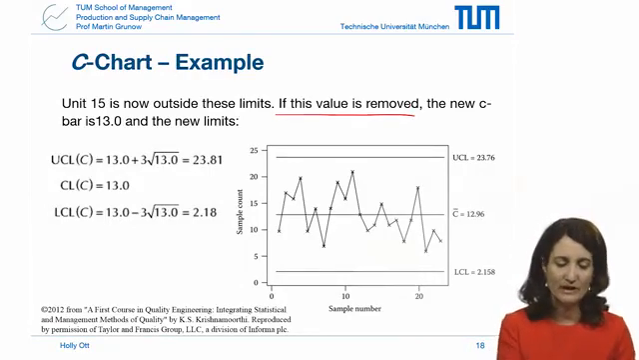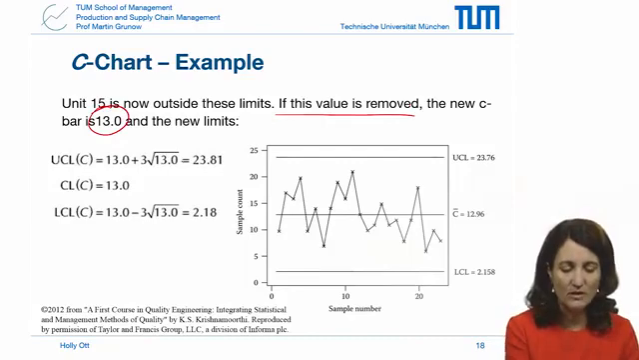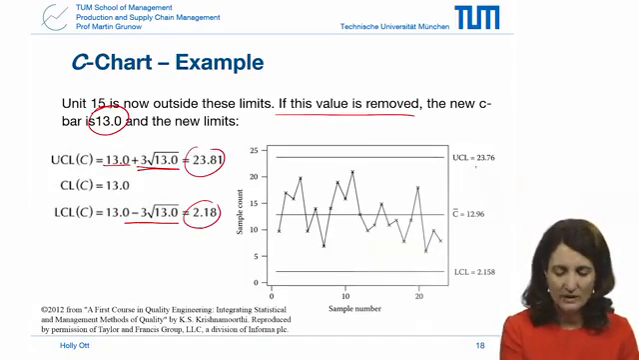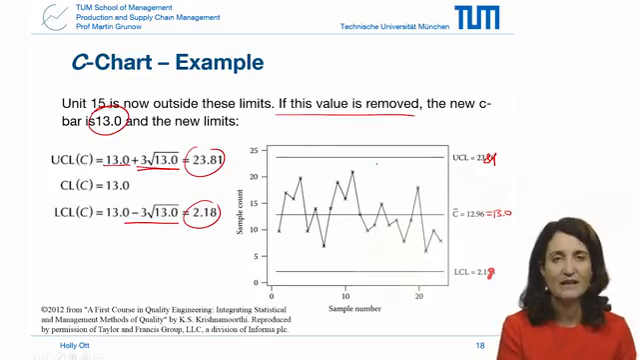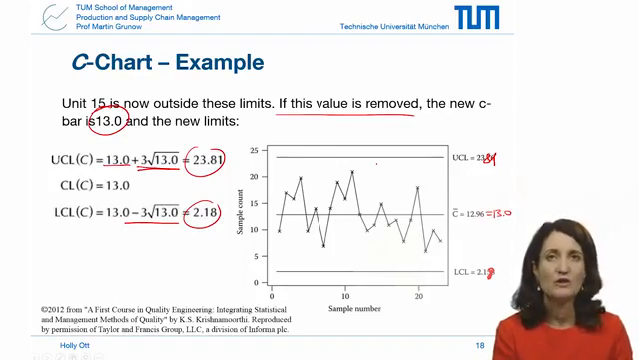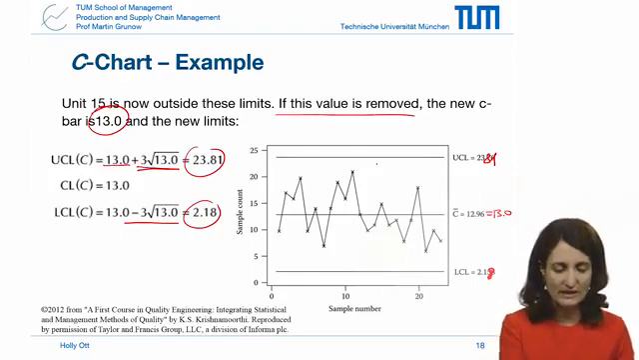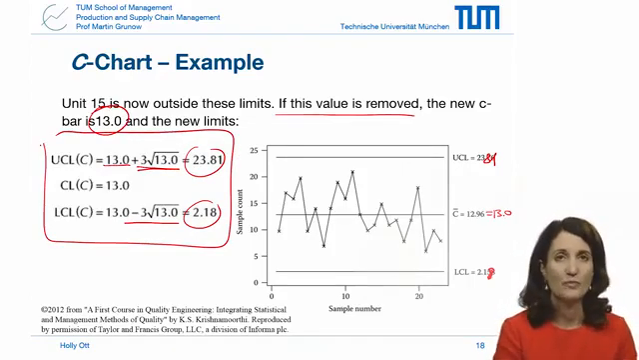So we calculate a new C-bar of 13.0, and 13.0 plus 3 times the square root of 13 minus 3, we end up with 23 point, let's correct that to 8.1 and 2.8. This is done by Minitab, it's slightly different there. We end up with this CL of 13.0, and you see all the data then is in control. So now we can go ahead and use these new limits here for controlling our process.